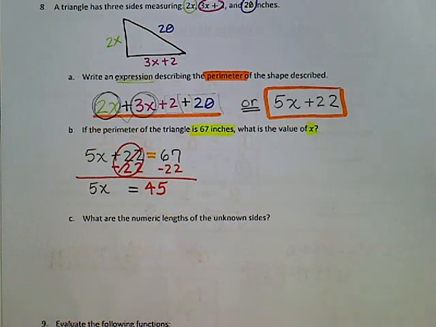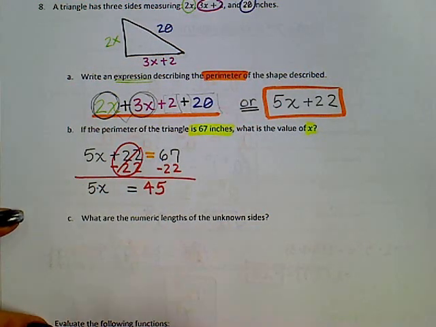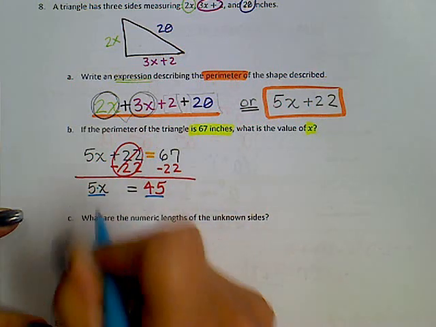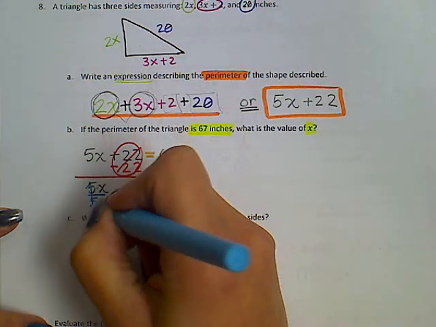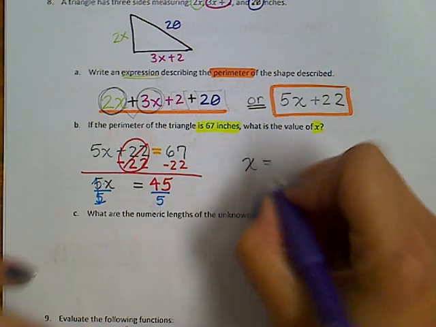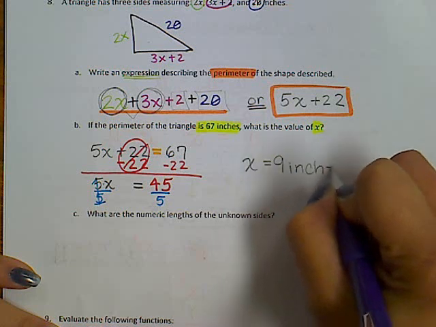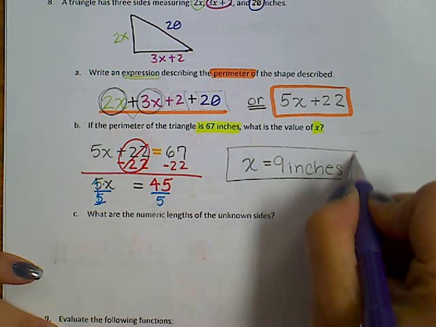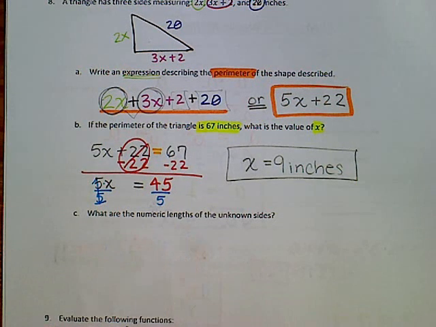45. Then I would remove my coefficient. Now, because my coefficient is being multiplied times my variable, that simply means I'm going to use the inverse operation of division. 5 over 5 reduces to 1. So now I am left with x is equal to 9, even more specifically, 9 inches, because this is a word problem. Value of x.